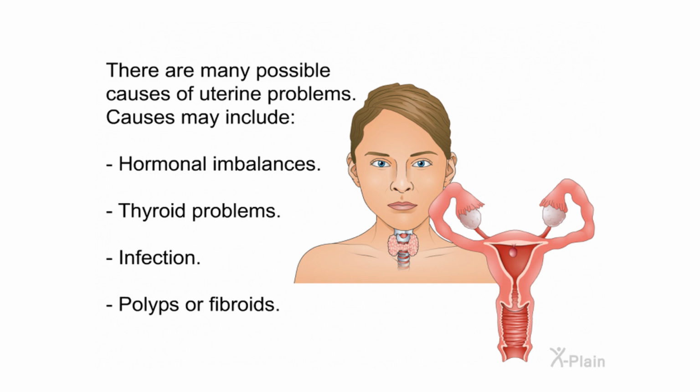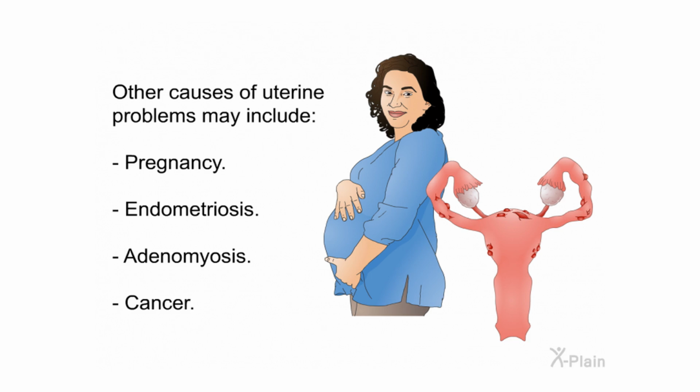There are many possible causes of uterine problems. Causes may include hormonal imbalances, thyroid problems, infection, polyps or fibroids. Other causes of uterine problems may include pregnancy, endometriosis, adenomyosis, cancer.